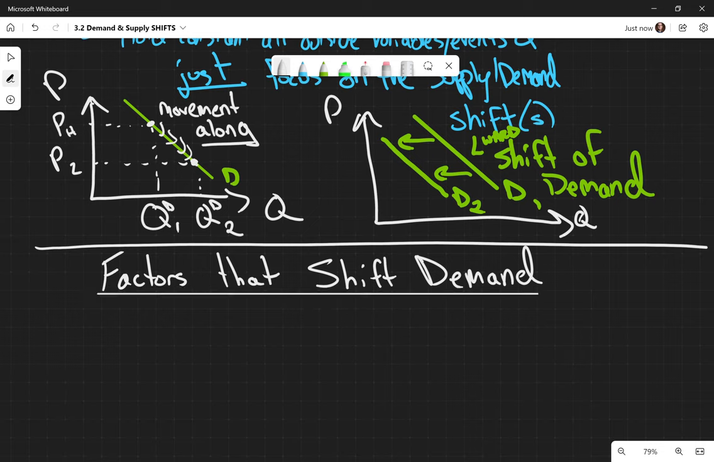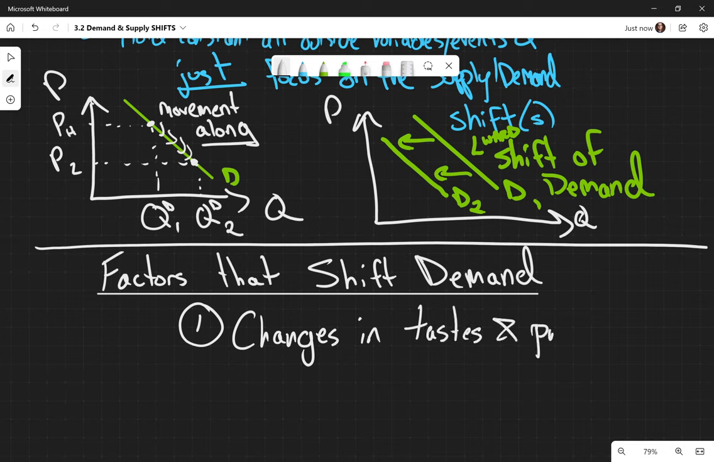So the first one that a lot of our demand shifts are going to fall under is going to be changes in consumers' tastes and preferences. So some examples of this would be kale. Nobody ate kale in the western part of the world until 15 years ago or something like that. All of a sudden, there's celebrities eating it and new studies coming out saying it's great for you, it's great for your digestion. Everybody starts eating it, right?